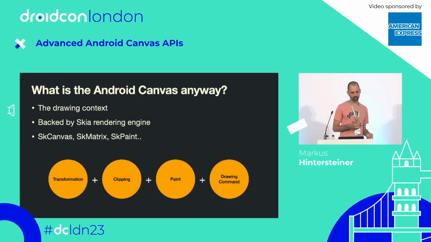What's important to note here is that whenever you try to draw something onto the canvas, it's not just the drawing command itself which defines the pixels, but the overall state of the canvas. Whichever transformation you're applying, whichever clipping is set, whichever paint object you're using, they all influence the final outcome.